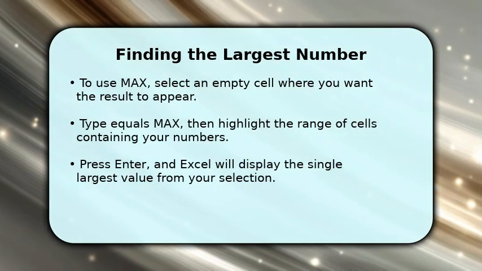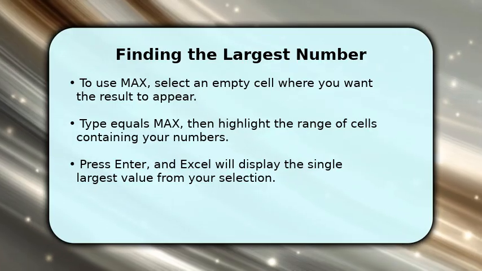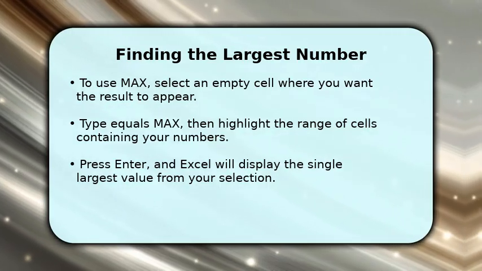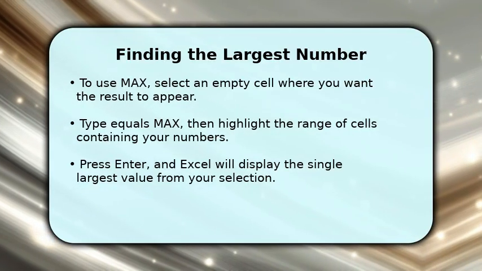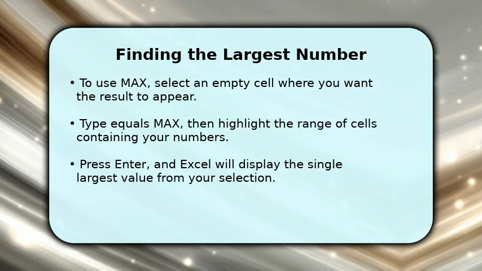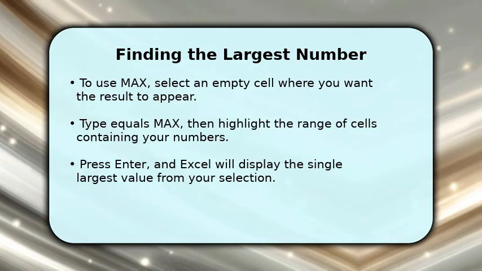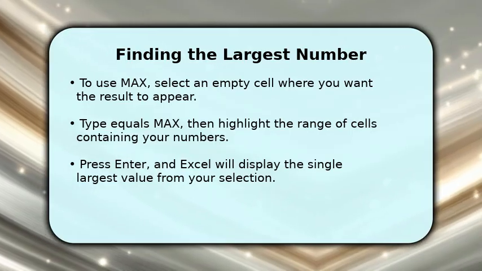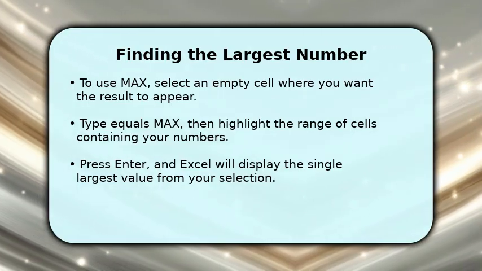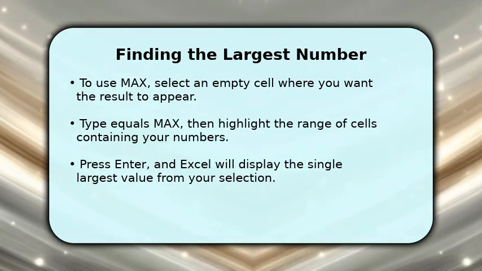Let's start with a basic application. Imagine you have a column of sales figures from cell A1 to A10. First, click on an empty cell, perhaps B1. Then, type equals MAX, open a parenthesis and drag your mouse to select cells A1 through A10. Close the parenthesis and press Enter. Excel will instantly show you the highest sales number from that entire list, making data analysis straightforward.